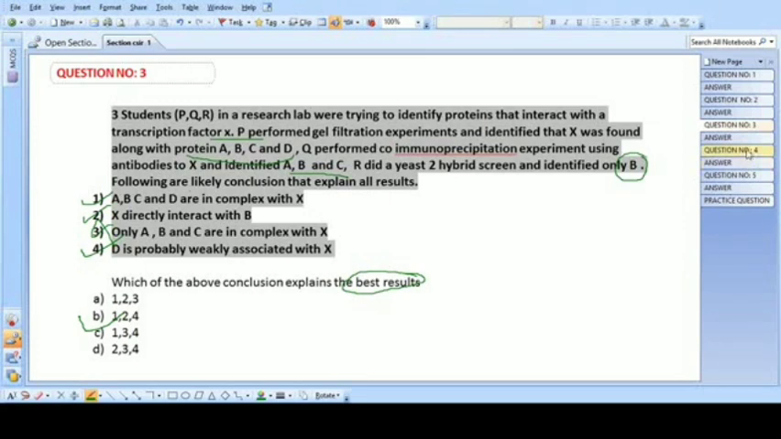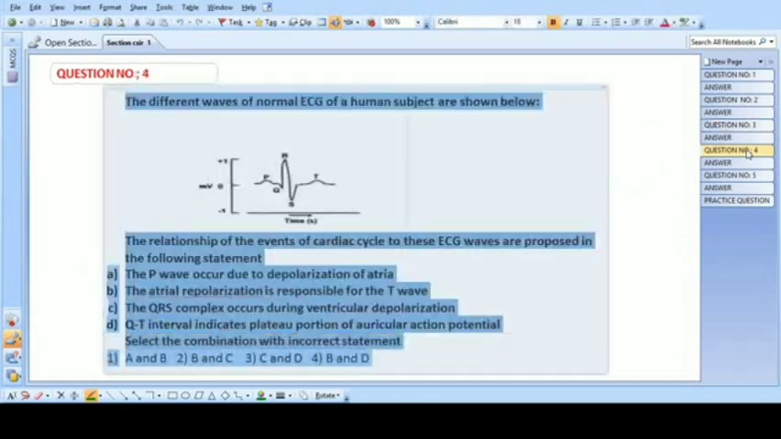Okay, next go to question number 4. Here question 4 is from human physiology. Of course, CSIR is making questions from the cardiac cycle, so you have to revise it more times to get a thorough knowledge of the cardiac cycle. The question is about a normal ECG of a human subject, and they are showing a graph. And here are some statements.